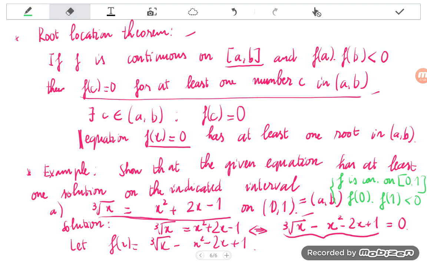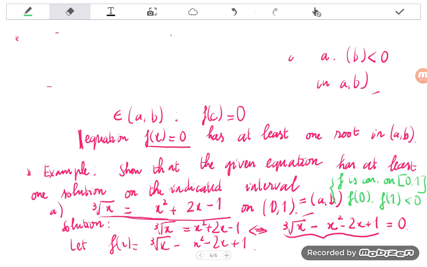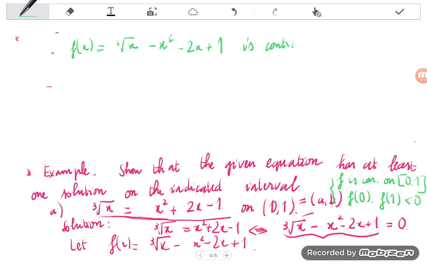First, we will erase the theorem to get some space to write. Now consider the first condition. We want to show that f is continuous. Of course, f(x) equals the cubic root of x minus x squared minus 2x plus 1 is continuous on the closed interval [0, 1].